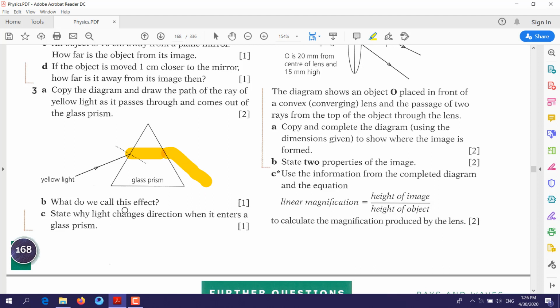B. What do we call this effect? What do we call this effect when a light is bending? Okay, bending of light, this effect we call refraction.